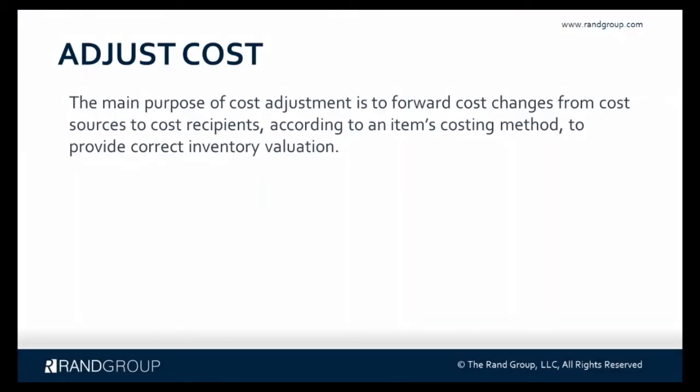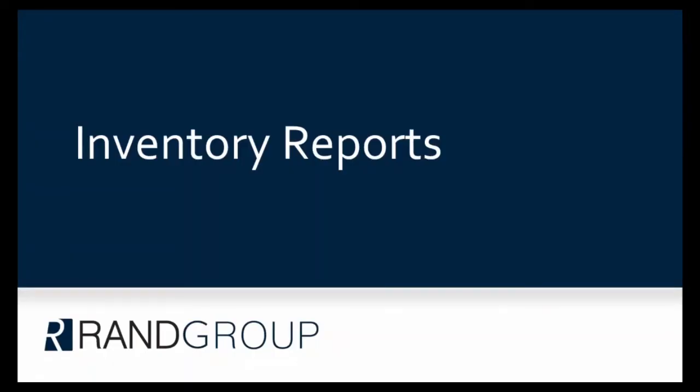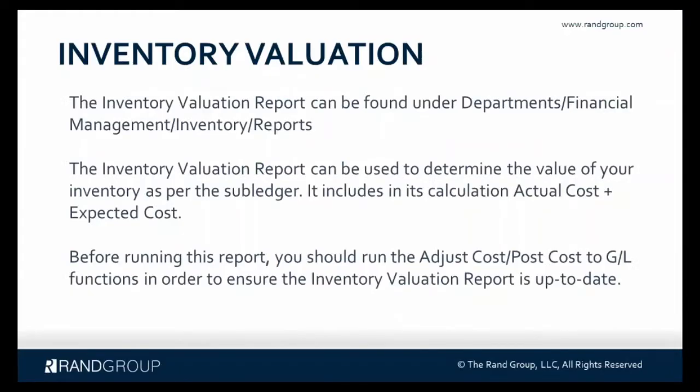Now that we have a basic understanding of costing, let's take a look at inventory reports that deal with cost. The two reports I would like to discuss are the Inventory Valuation Report and the Inventory to GL Reconcile Report. The Inventory Valuation Report can be used to determine the value of your inventory as per the subledger. It includes in its calculation actual cost plus expected cost. Let's run this report for our 3 examples.